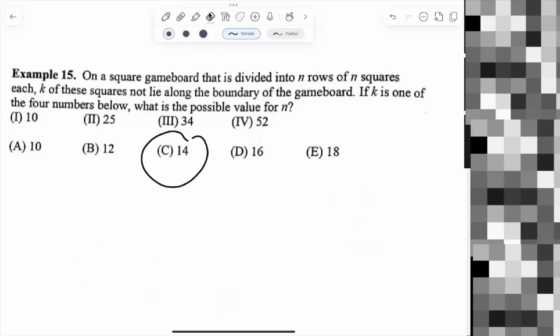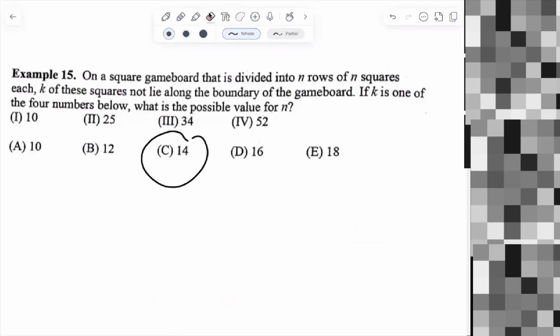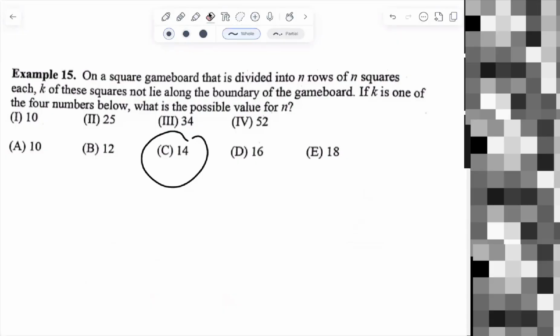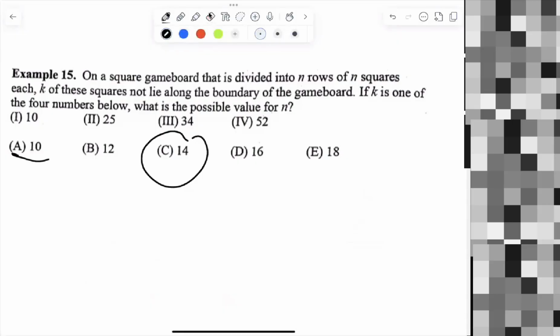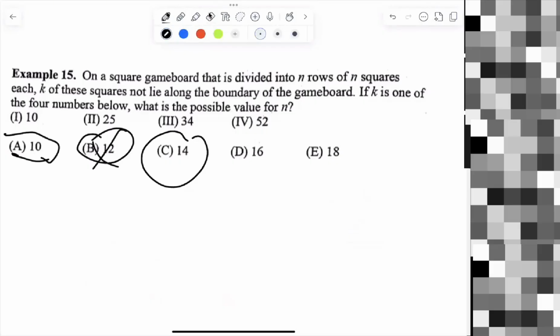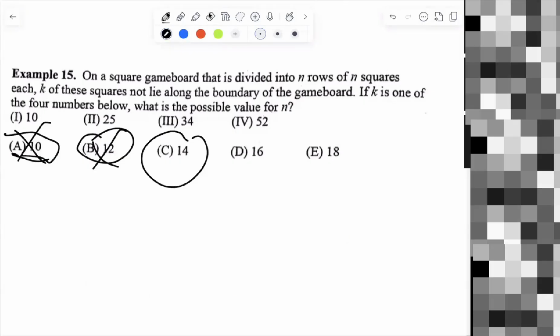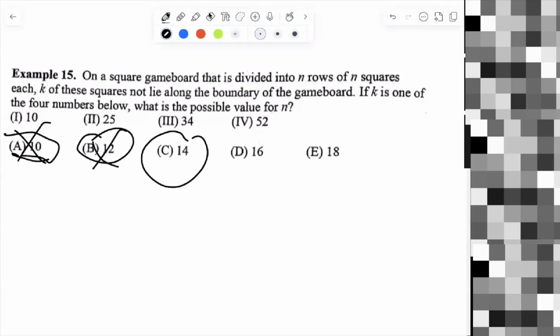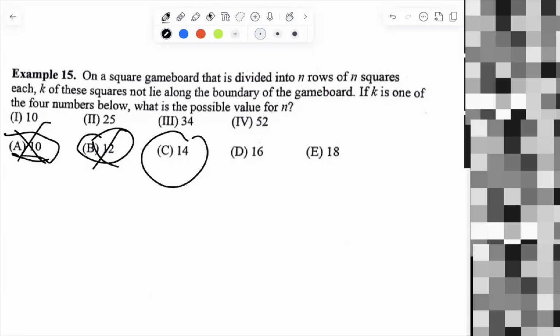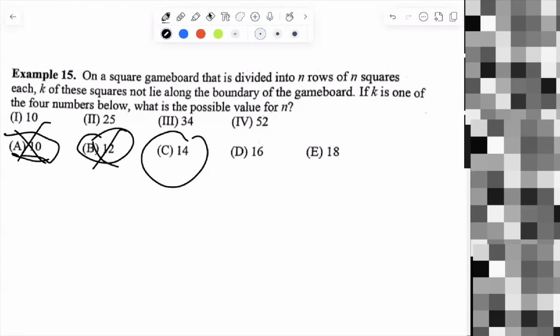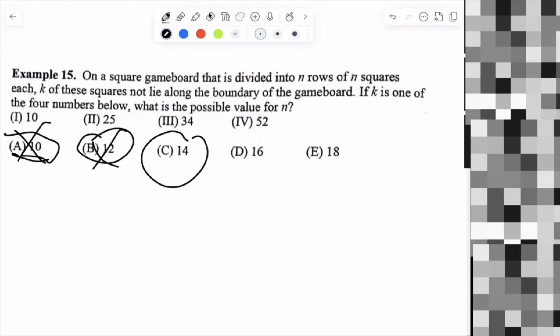Alright, for 10, you can see that it doesn't work. 12 also doesn't work. Then we try 14. So we know that if we let n equal 14, that would be 14 by 14.